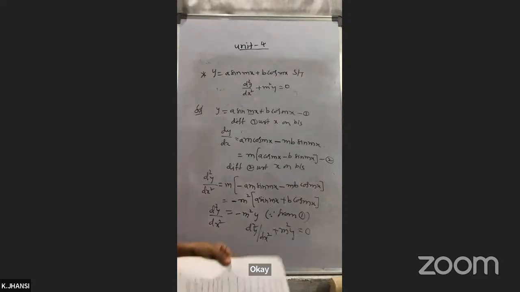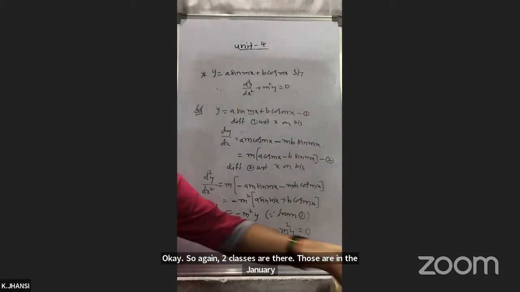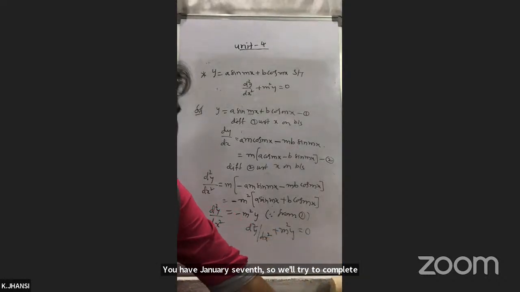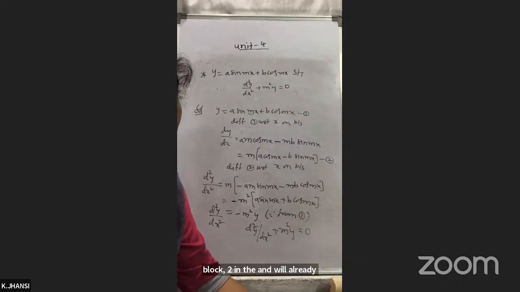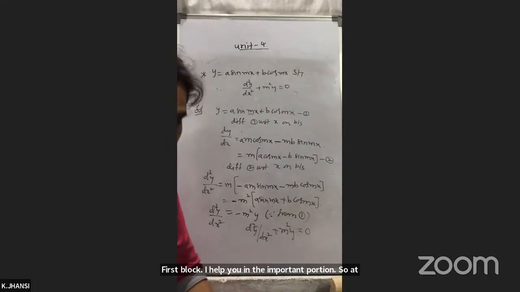Okay. So again, 2 classes are there. Those are in January, on January 7th and 8th. So we'll try to complete block 2 in that. I have already given the important questions for the first block. So at the time of that class, I will give the important questions for the second block, and third and fourth. Okay. We'll see in the next class.